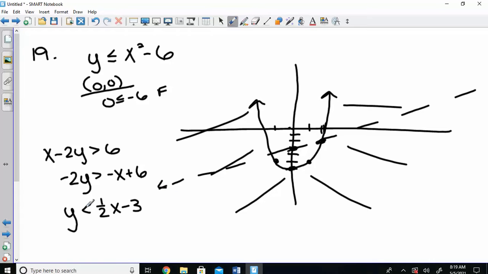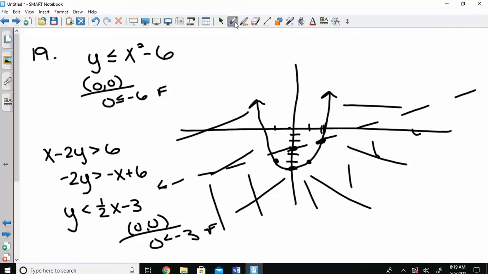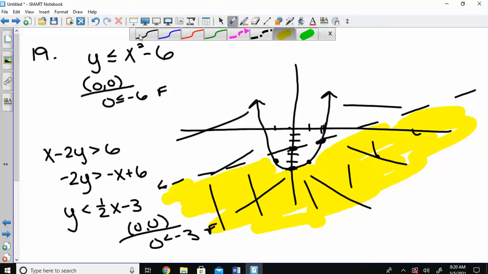Okay, you might know less than is below, or if you plug in 0, 0, you get 0 is less than negative 3, which is false, so 0, 0 doesn't work, so you're shading below that line. So overall, we are shading below the line and outside the parabola. Questions on that?